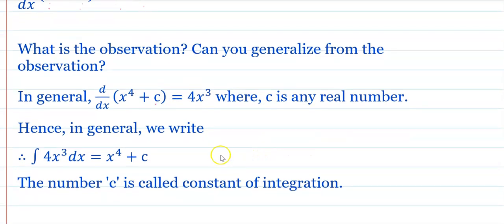And hence, in general, suppose here c is some constant. If there is no constant, no problem, but suppose there is a constant. And hence, in general, we write integral of 4x cube into dx is equal to x raised to 4 plus c, where the number c is called the constant of integration. And we write plus c every time after integration, because there may be a constant there.